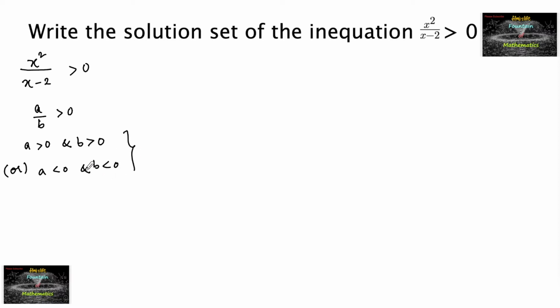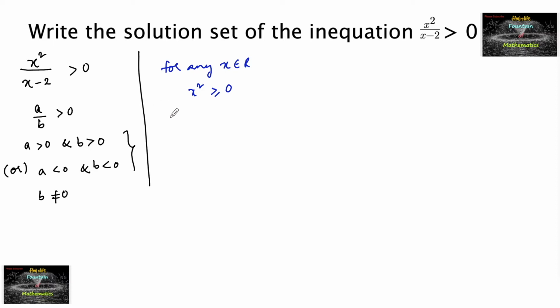So in these two cases we can find a upon b is greater than 0, and also we need to consider the denominator b should not be equal to 0 in either case. Now here in this problem, x square upon x minus 2, for any x belongs to R, we can say that x square is greater than or equal to 0. Square of any real number is non-negative, so x square is greater than or equal to 0, which is positive and including 0.